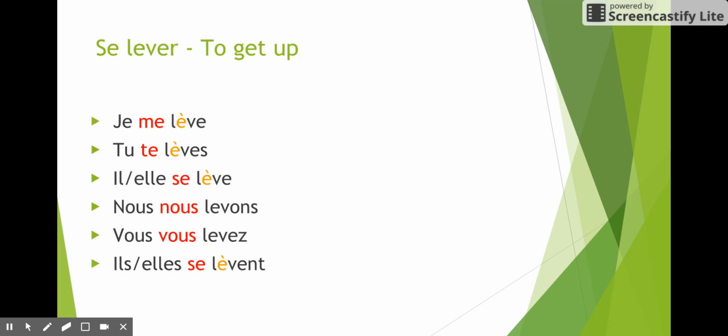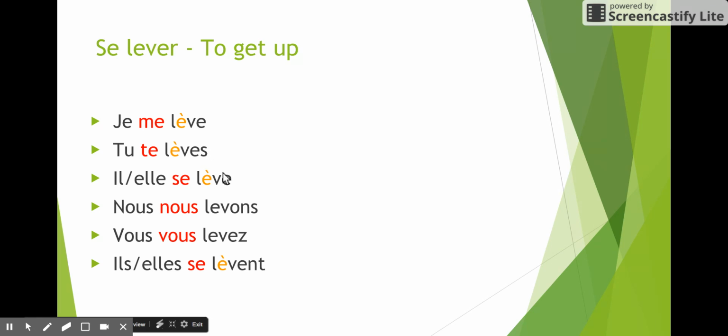So here is a very important reflexive verb, se lever, to get up. It's very important when we're talking about daily routine, and we also have to memorize it because it is semi-irregular. You might wonder, well, what is irregular about it? Because it's an ER verb. Does it have the regular ER endings? E, es, e, ons, ez, ent? It does. The only difference is that it has some accents on some of the conjugations, but not all of them.